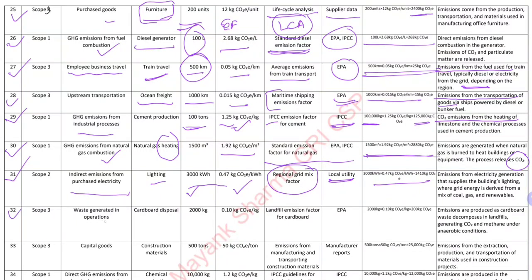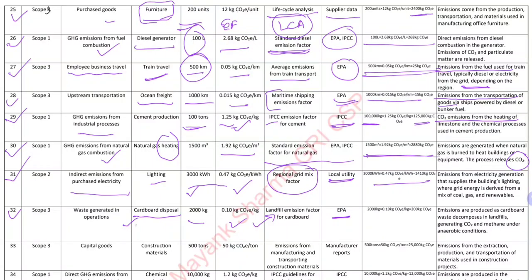Scope 3, waste generated in operations. Let's take the example of cardboard disposal, cardboard which is quite frequently generated as waste in the processes, because we are utilizing it for packaging purposes. 2000 kg of cardboard, this is the emission factor. Again, that is going to the landfill, so landfill emission factors for cardboard.